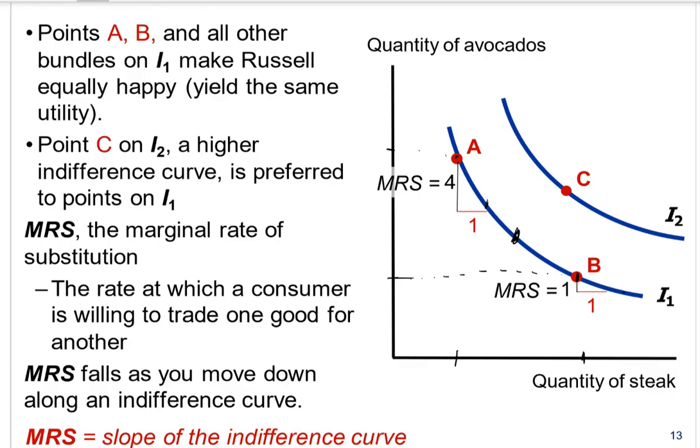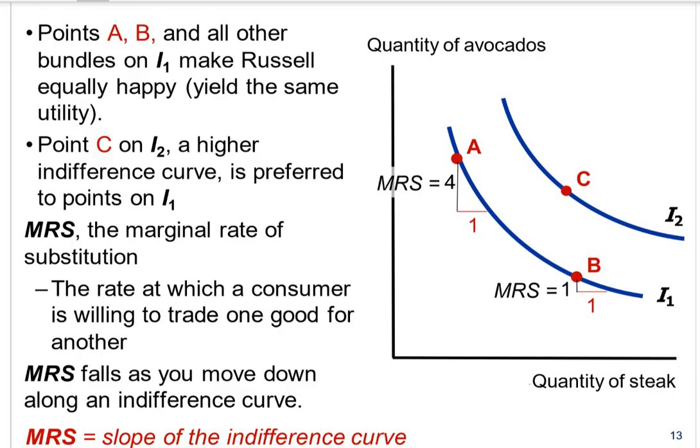Now, along the I2 curve, he also gets exactly the same satisfaction or utility. So any point along this curve is giving him exactly the same satisfaction as point C. However, when you compare these three points A, B, C, Russell prefers point C because point C lies on the higher indifference curve, higher and to the right. So Russell prefers consuming the combination of goods along this curve because I2 lies above I1, and that means there is more utility along I2.